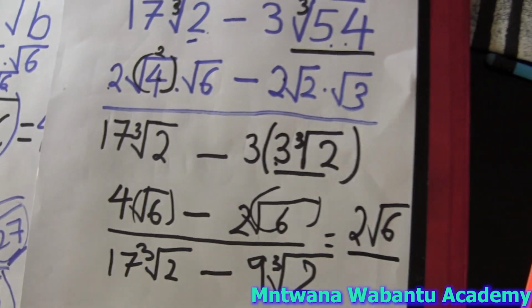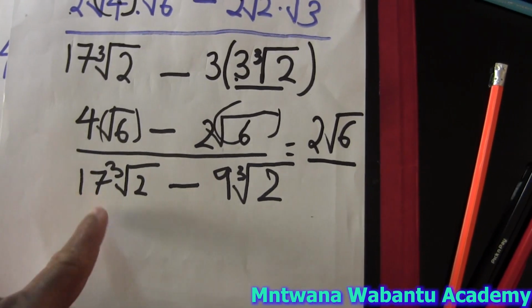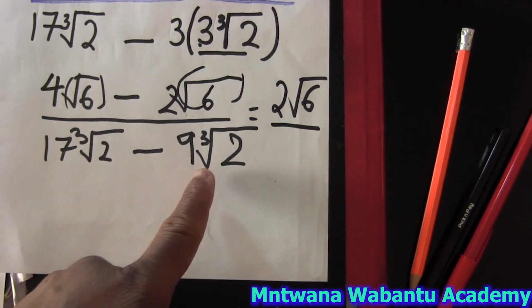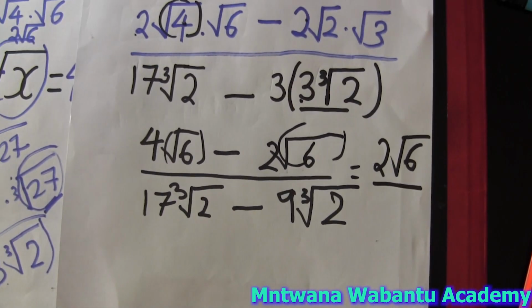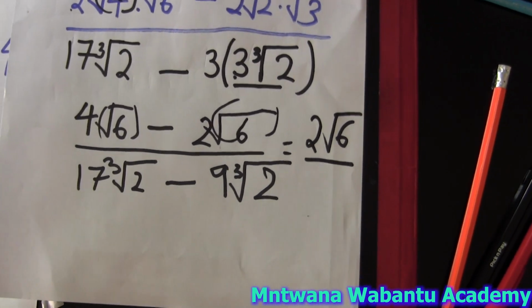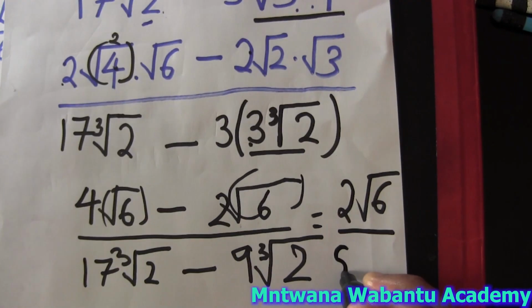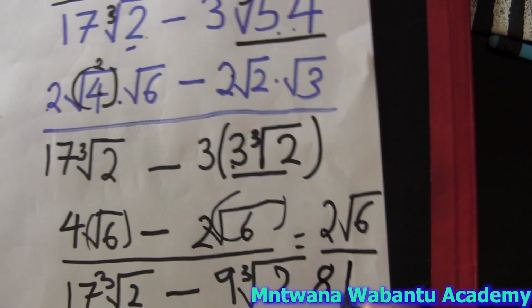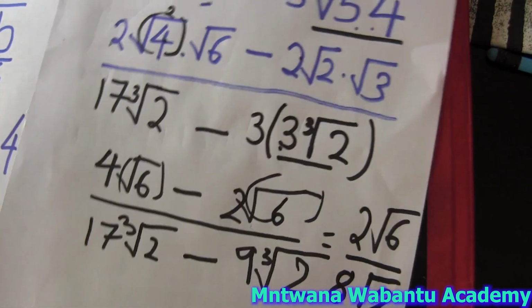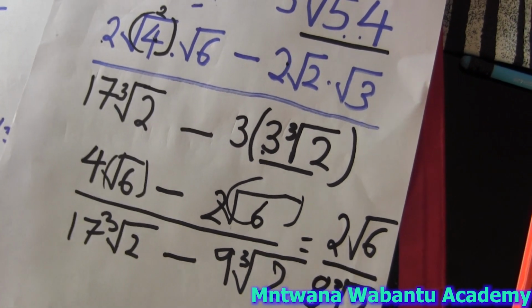Now we come here. Oh, it is also like term. Oh yes, 17 cube root of 2 minus 9 cube root of 2. That's going to give us 8 cube root of 2. So here we're going to get 8. And then 2 cube root. Oh, okay.